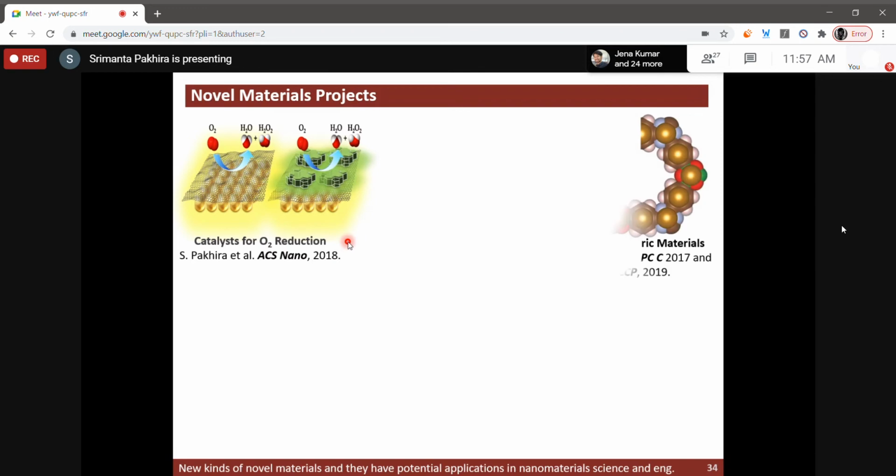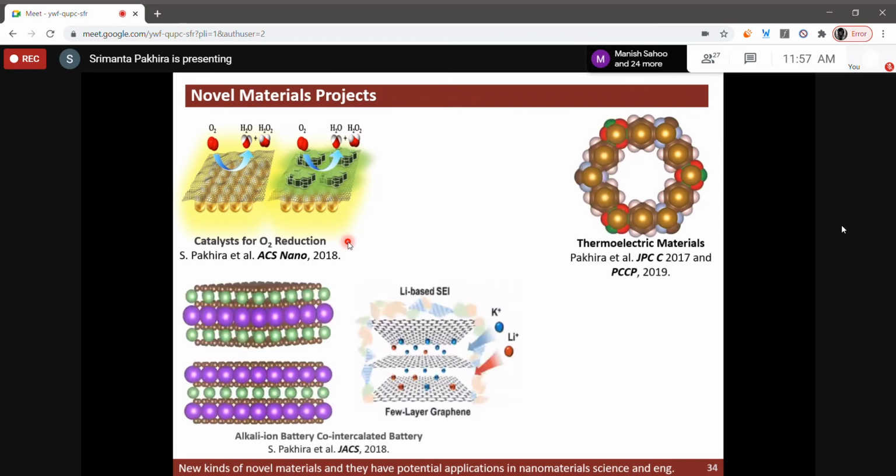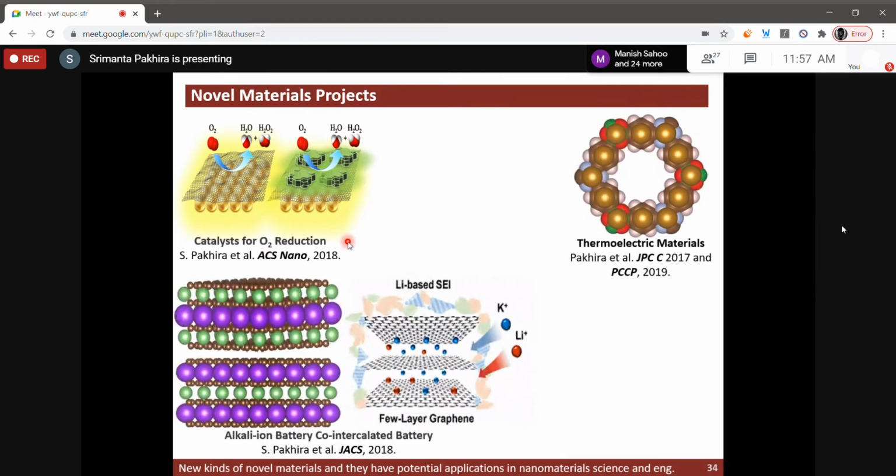Then we also worked on thermoelectric materials. In 2019 we published thermoelectric and electronic properties of the covalent organic framework. Then we also worked on novel battery design, called the potassium ion battery and the co-intercalated lithium ion battery. In my left figure, the small green ball is the lithium and the purple ball is the potassium. So we showed that.